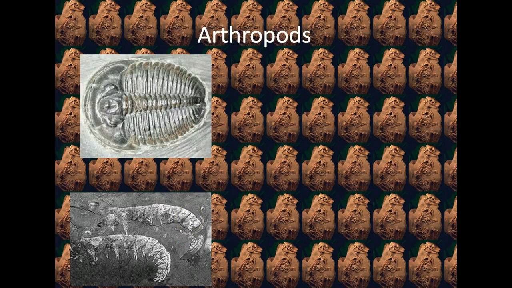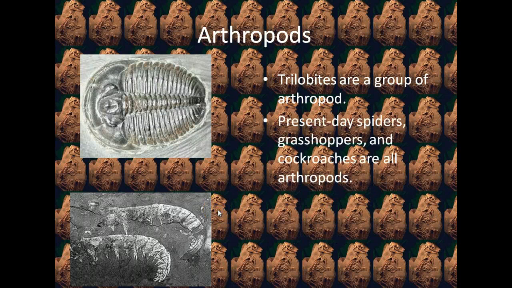And the first picture, a lot of you may know this, is a trilobite. The trilobites are actually the most common and successful group of arthropods. Now below that is a shrimp, or a crustacean. Those are also arthropods, along with present-day spiders, grasshoppers, and cockroaches.